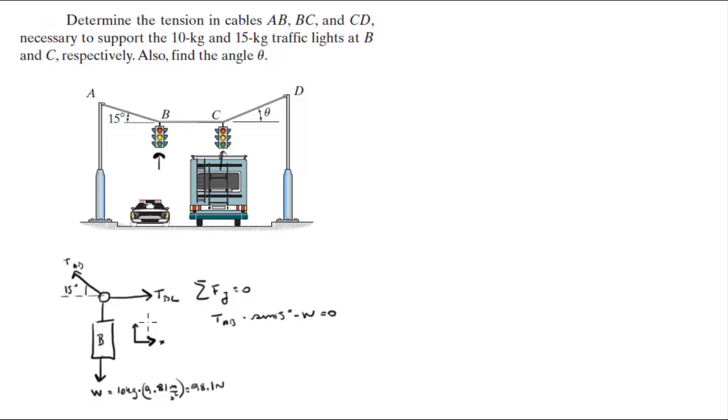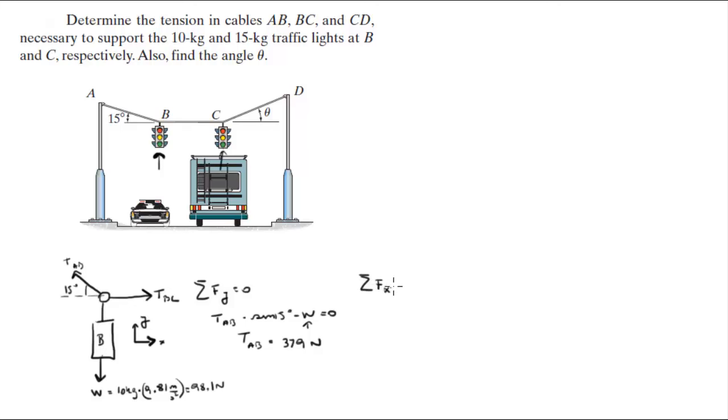Let me draw the orientation, X, Y. Always get into the habit of drawing the orientation of your free body diagrams. So you know the weight, 98.1, so you just solve for the tension, plug in the weight value that we just calculated and solve for the tension, and you're gonna get that the tension is equal to 379 newtons.